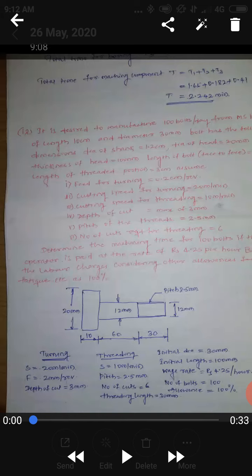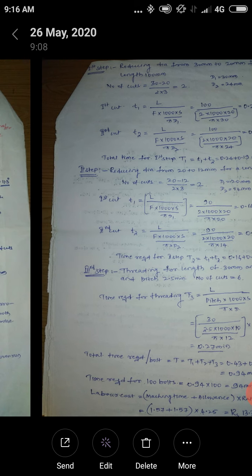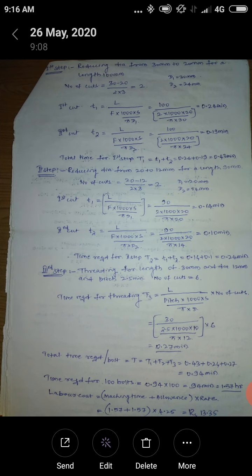First step, we are reducing the diameter from 30 mm to 20 mm for a length of 100 mm. Depth of cut is 3 mm. The number of cuts required will be 2, that is, in first cut, the diameter is 30 mm, and in second cut, diameter is 24 mm.